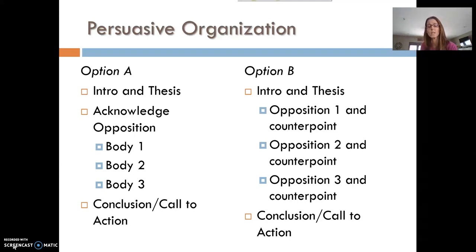Different arguments lend themselves to different structures of organization. So it's not that one structure is better or worse. It's what does your topic lend itself best to.